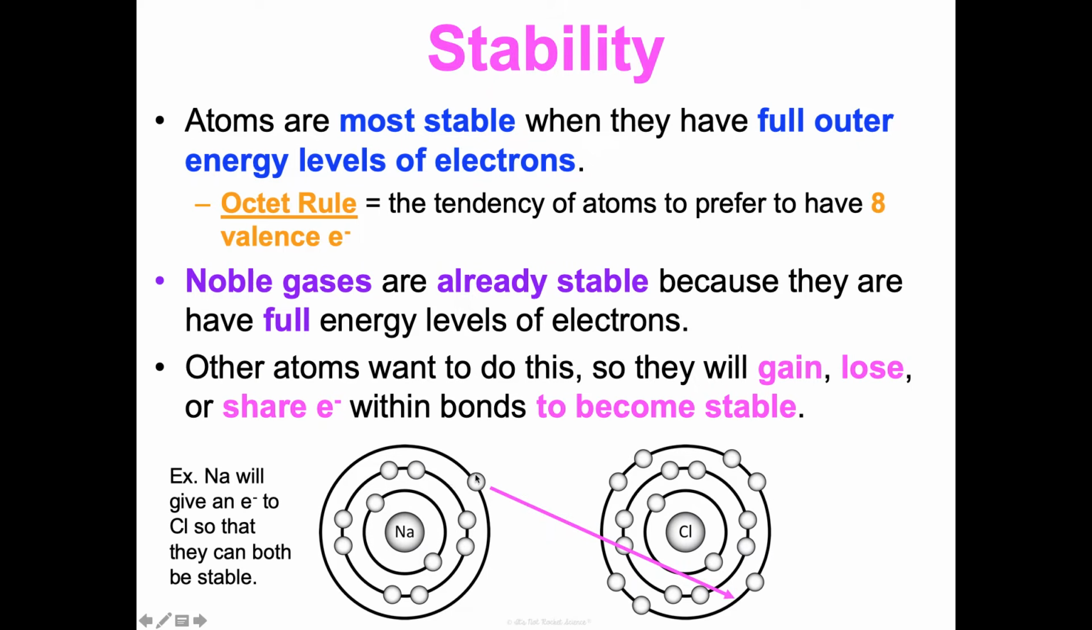Sodium's going to give this 1 electron to chlorine. Chlorine's going to take that 1 electron from sodium. They're going to form a bond. And this is what makes the compound sodium chloride, NaCl, which is table salt. And so this is the kind of stuff we're going to be looking at a lot more in our next unit. But again, I really wanted to introduce it to you now.